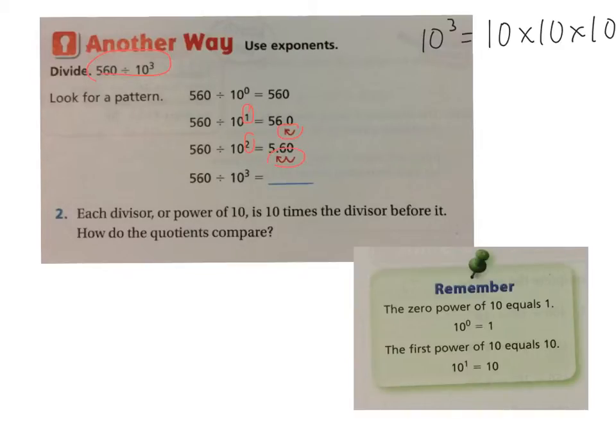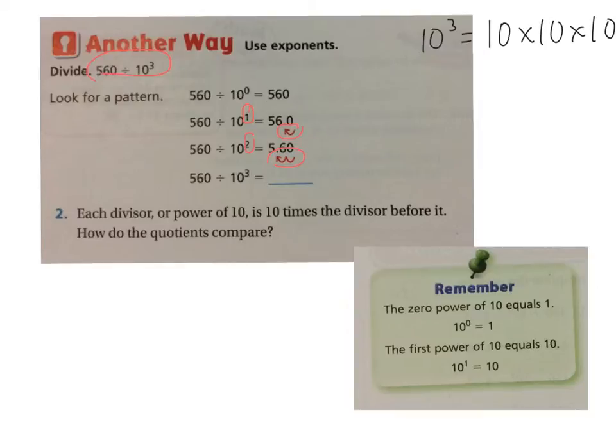The exponent is 2, and then the decimal point moved 2 spaces. Here the exponent was 1, and the decimal point moved 1 space. Here the exponent was 0. Did the decimal point move at all? No. It moved 0 spaces. So following this same pattern, 560 divided by 10 to the 3rd power, how many spaces to the left should my decimal point move? How many spaces should it move?